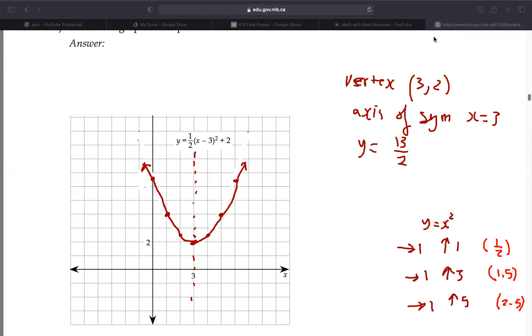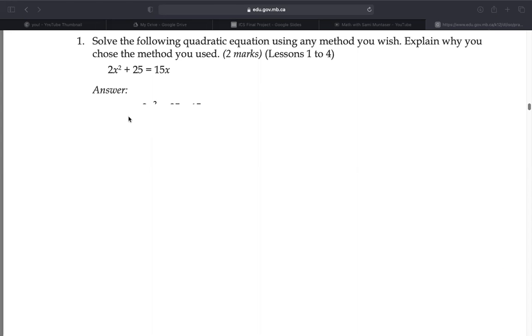Okay, so this is the answer for that one. Let's go on to the next question. For this question right here, solve the following quadratic equation using any method you wish. Explain why you chose the method.